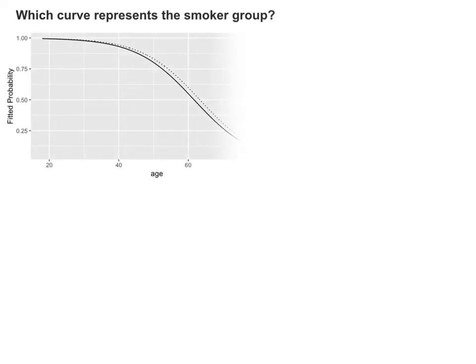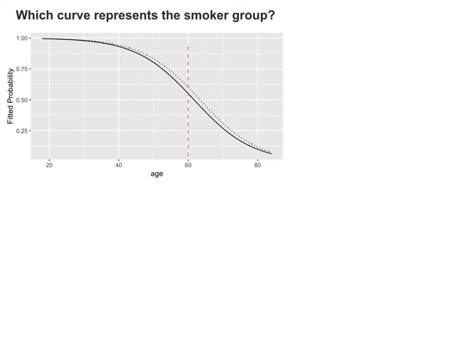And finally, let's look at a graph for the models. I'm going to show you two curves. This is age versus probability of survival. I removed the observations, but I have included two curves, and one of them represents the smoker group and the other one represents the non-smoker group. Can you identify which curve represents the smoker group?